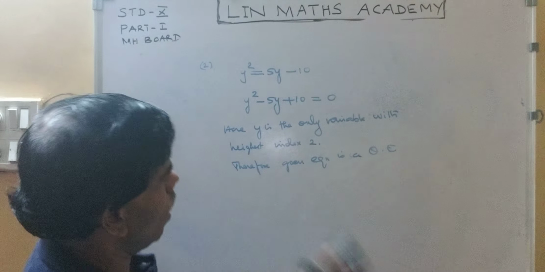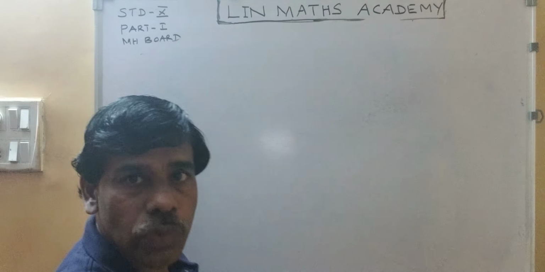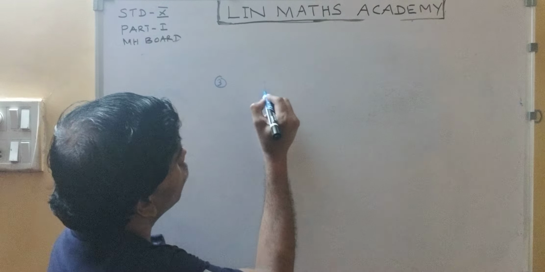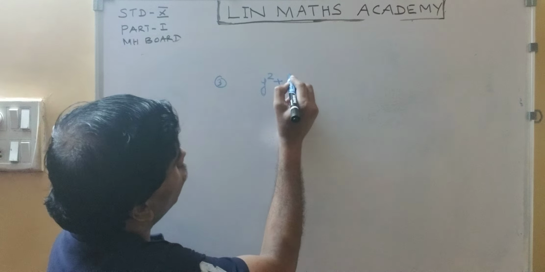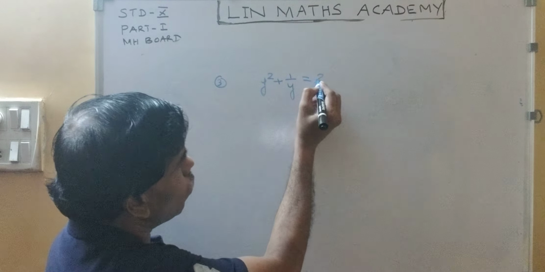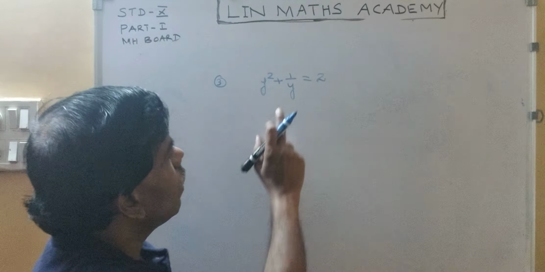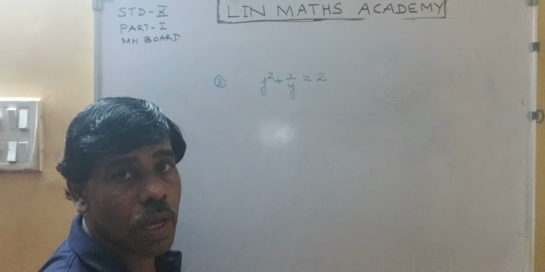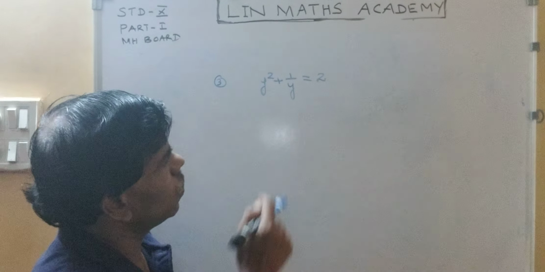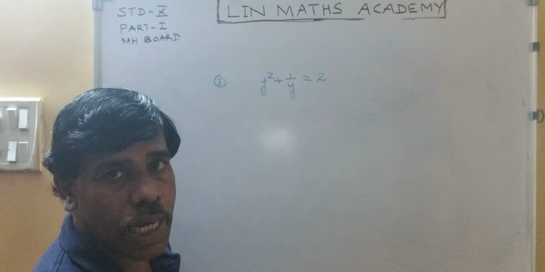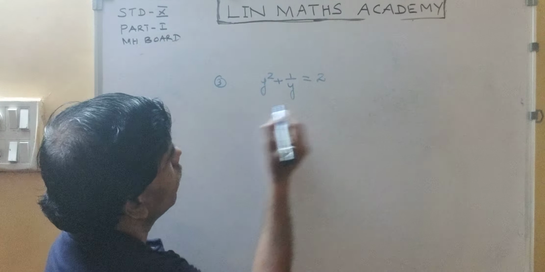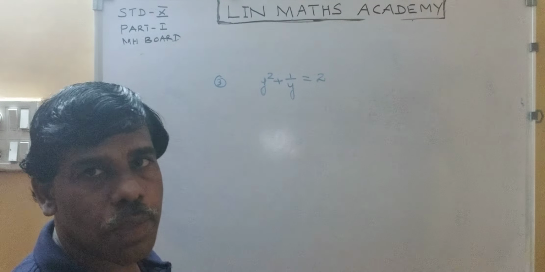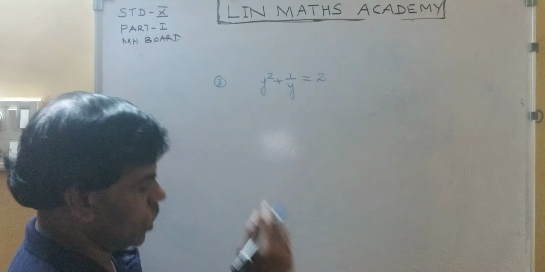Now, third one, it is a little different. Third one is little different. y square plus 1 upon y equal to 2. Now look at this. Here if you take this as y raised to minus 1, then that will not become a linear equation. Okay. So, we have to convert this into the standard form. Now, here what is there? y. So, to remove y, what we have to do? We have to multiply with y on both the sides.